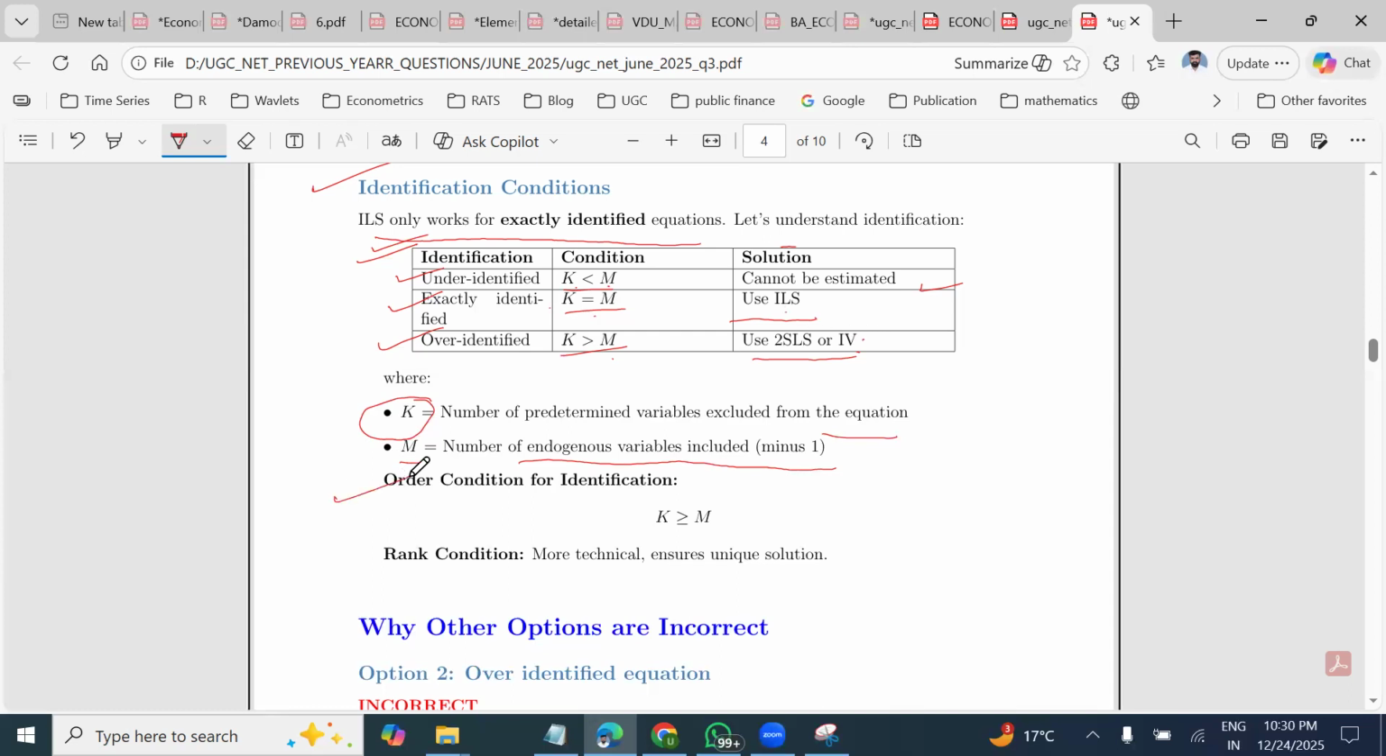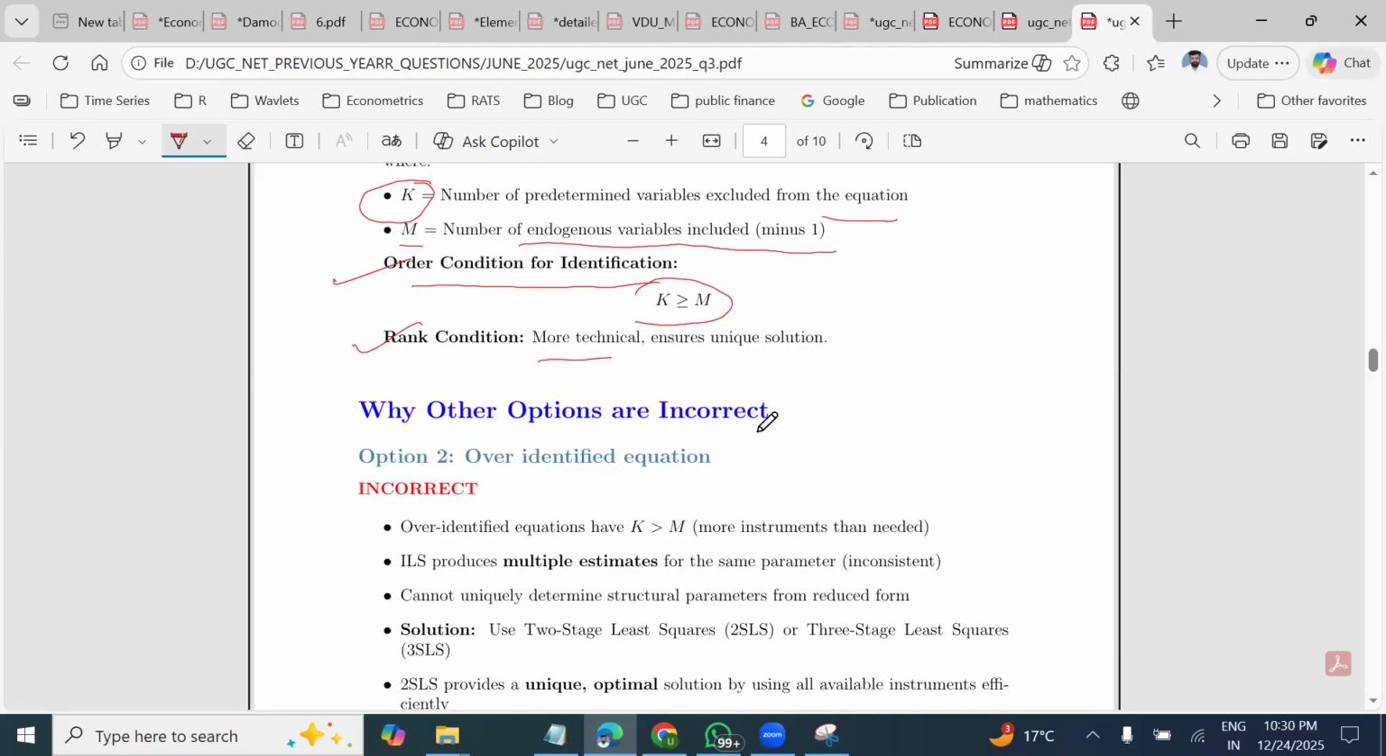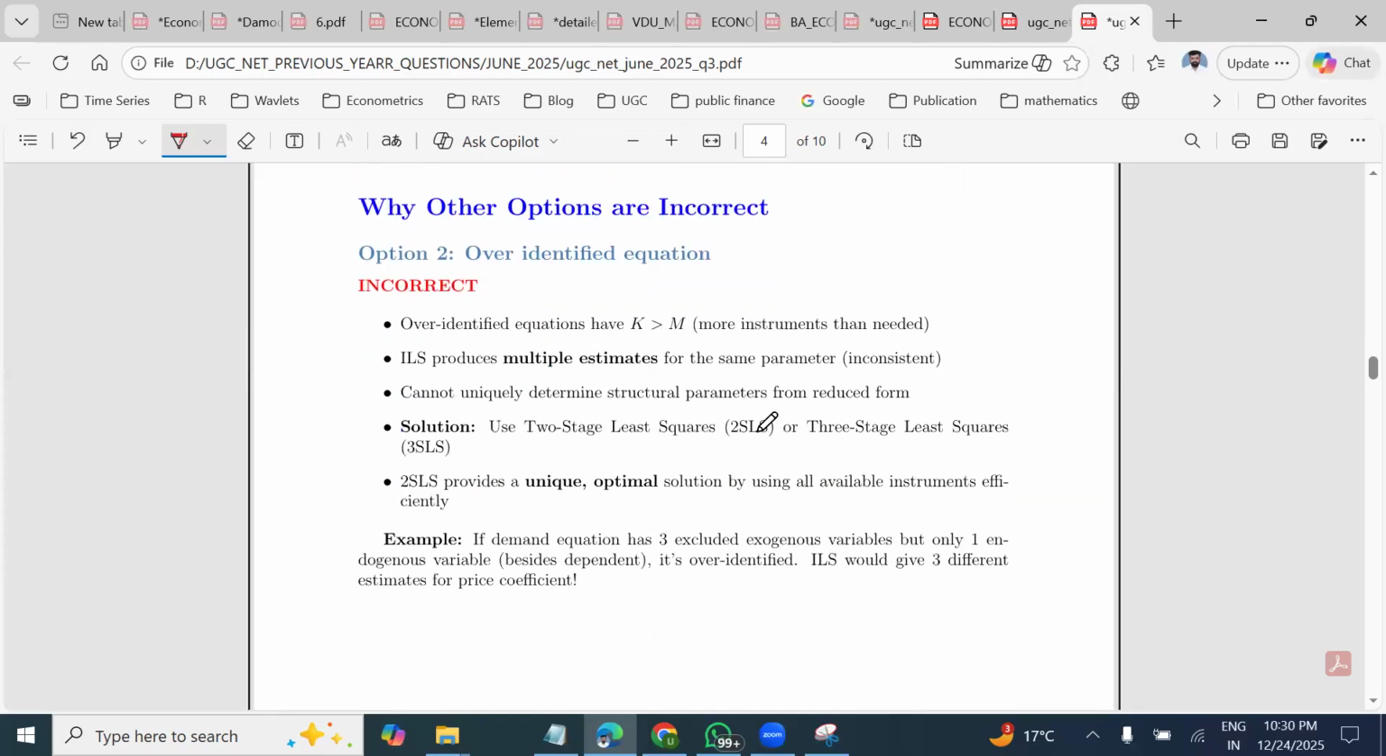Yes, sir. The final one is the order condition for identification: k should be greater than or equal to m. As I told you, it is more technical. In this case, when you are going to have a unique solution, we will discuss that. Now let us first discuss why the other options are not actually correct.